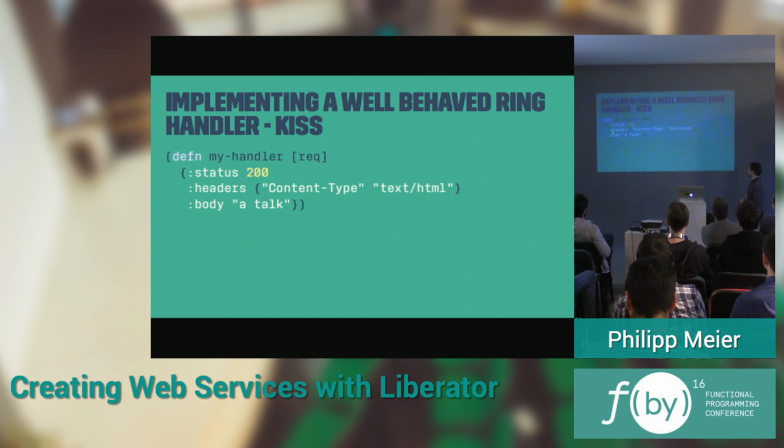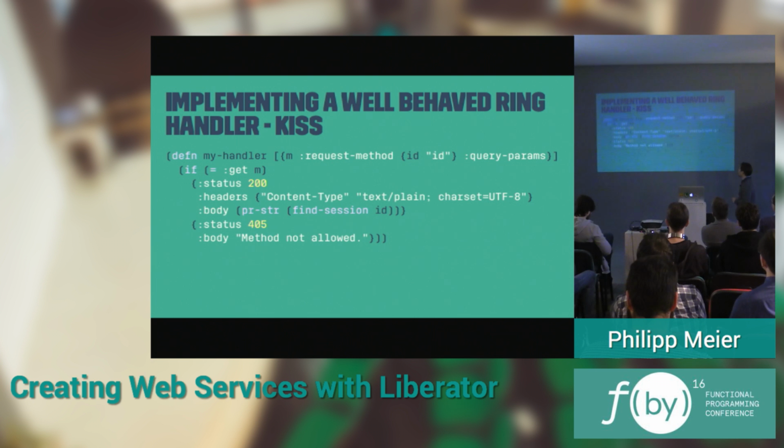Most simple case, we simply return a static response map with a 200 happy path status code. Content type is text HTML, and the content is a talk. This is a hypothetical resource handler to look up all the talks from a conference.